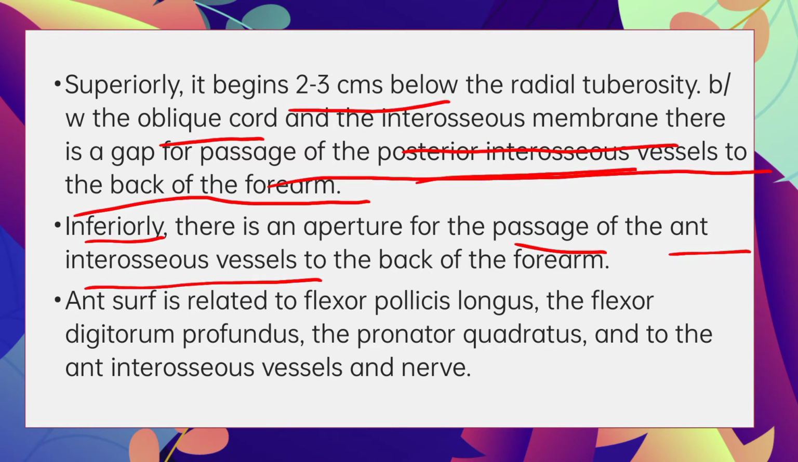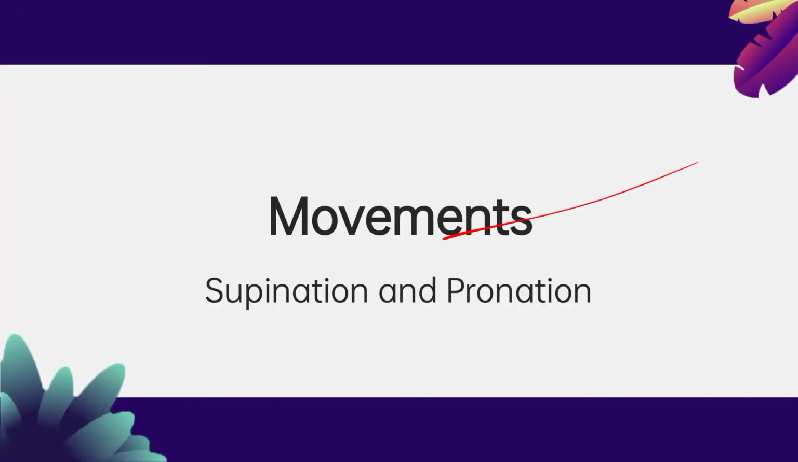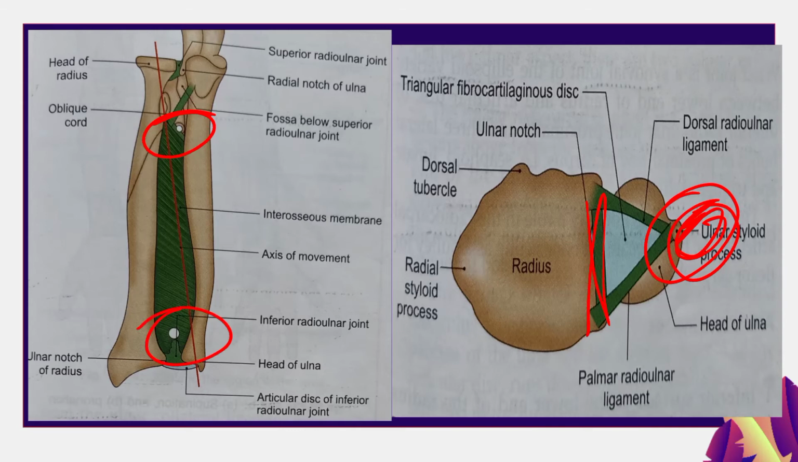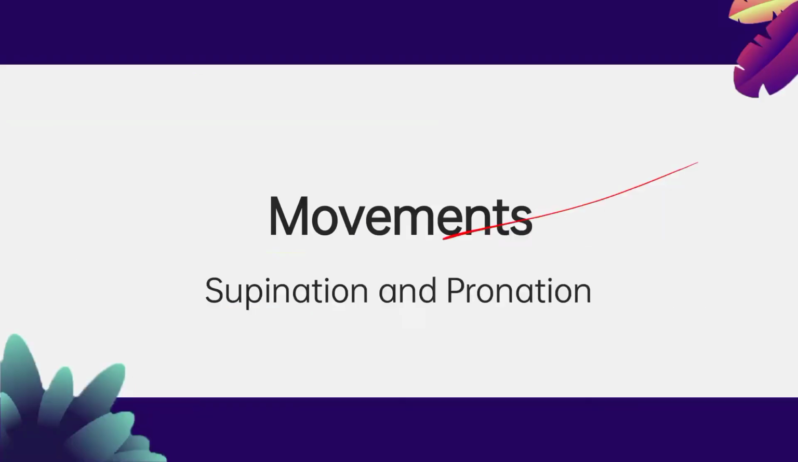Here, superiorly we had the posterior interosseous vessel. Inferiorly we have the anterior interosseous vessel to serve the back of the forearm. So we'll see now, here we have an aperture for the passage of the anterior interosseous vessels.